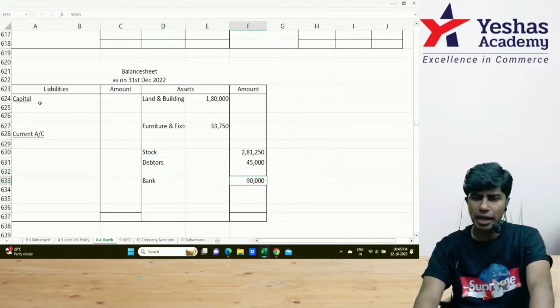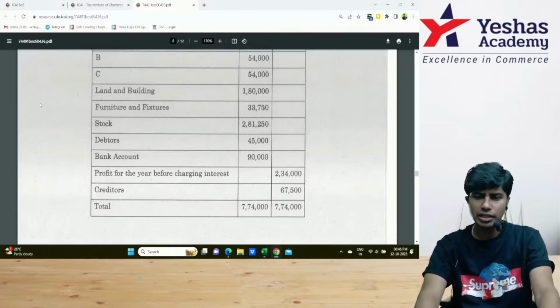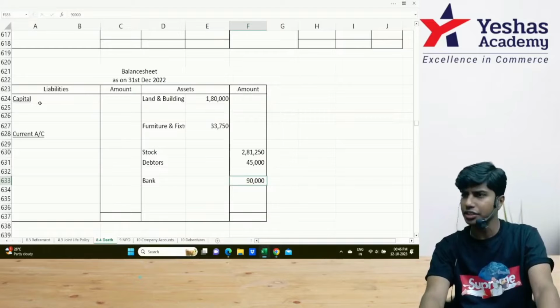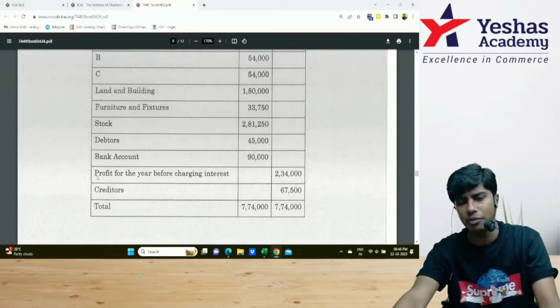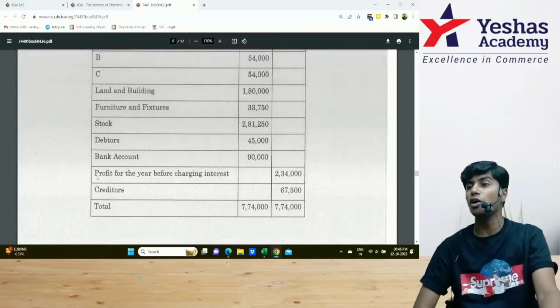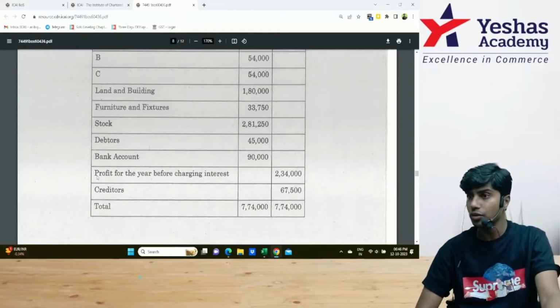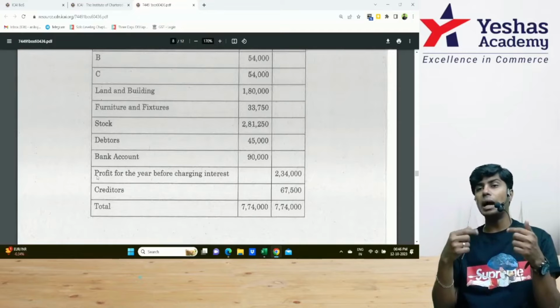No. So we can write the bank balance also straight away. What is it? 90,000. I've written it straight away in the outer column. Next item that I have is profit for the year before charging interest. This is the net profit brought down. This net profit would have to be taken to the P&L appropriation account.